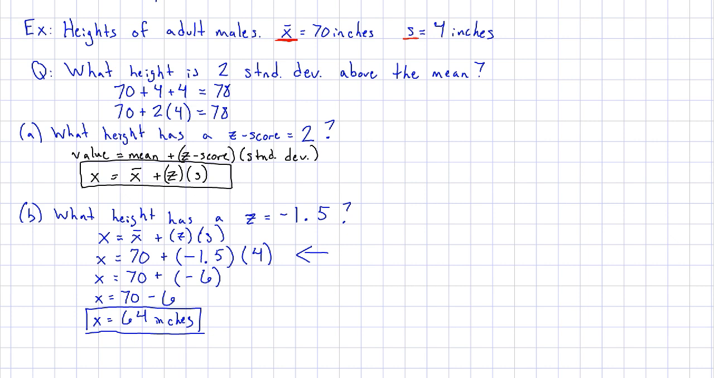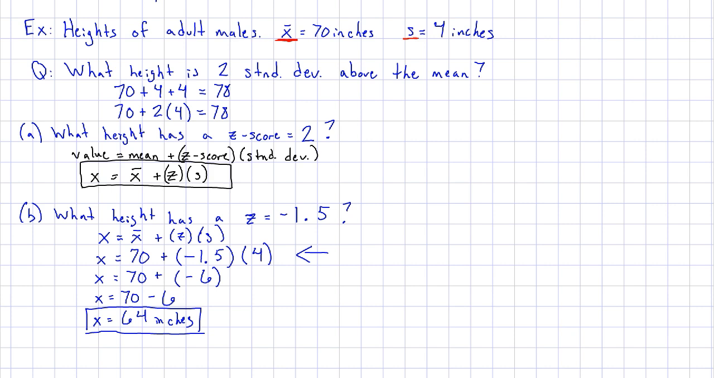So that's if we are given the z-score and we would like to find an associated value. In this instance, it's heights. So many things have a normal distribution, and I apologize, I should have mentioned that at the beginning. Z-scores are associated with normal distributions specifically.